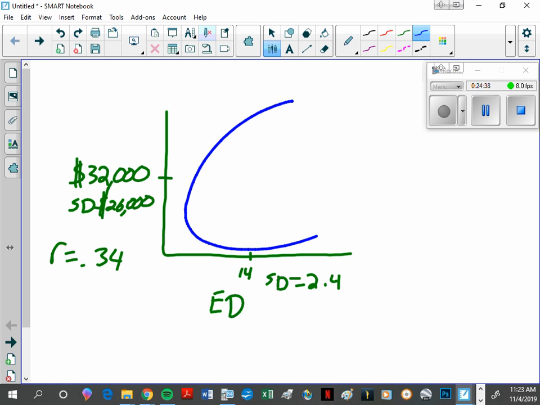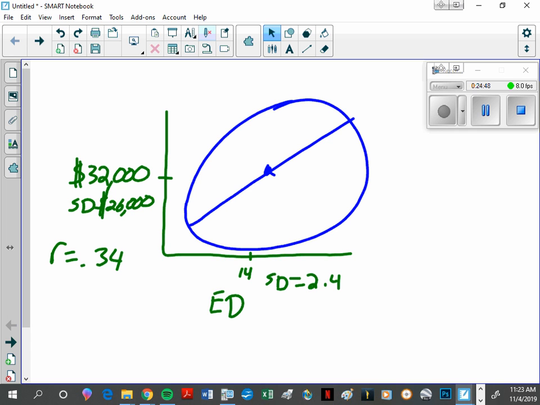So we are very, very egg-shaped. It's nearly a circle. Okay, here's my point of averages. Here's my SD line. Estimate the average income of those women who have finished high school but have not gone on to college. So they have 12 years of education. What is the expected income of a high school graduate who does not attend college?